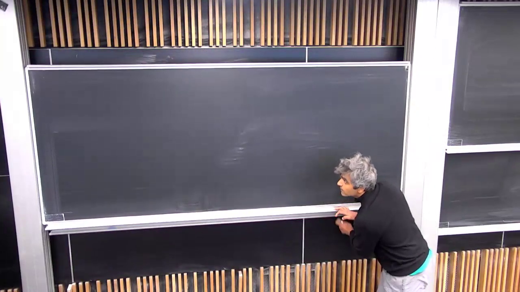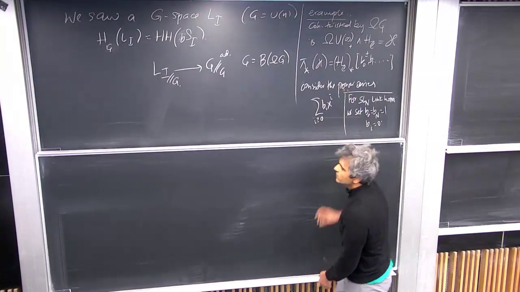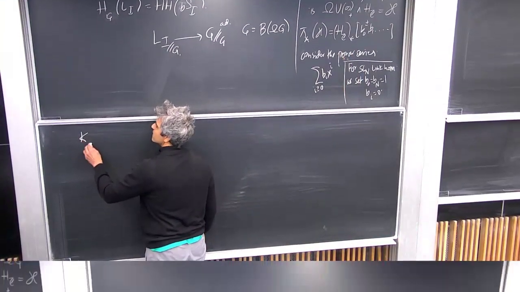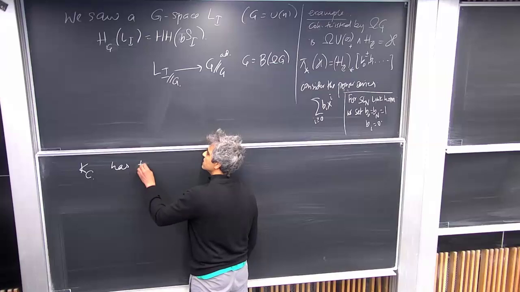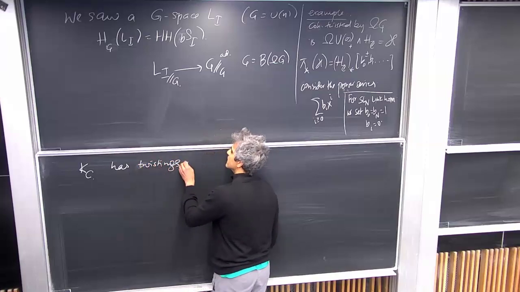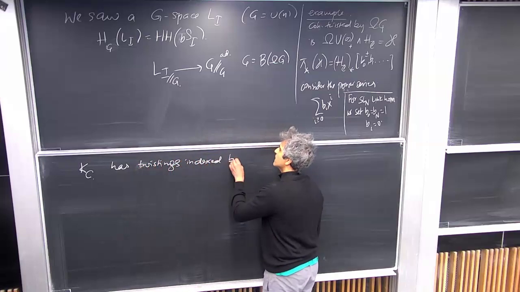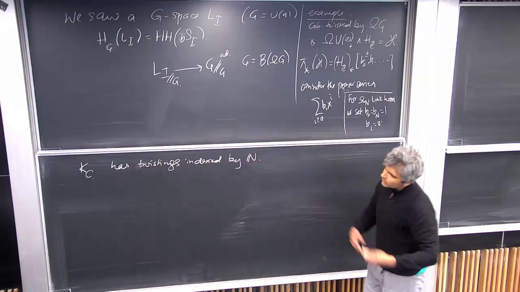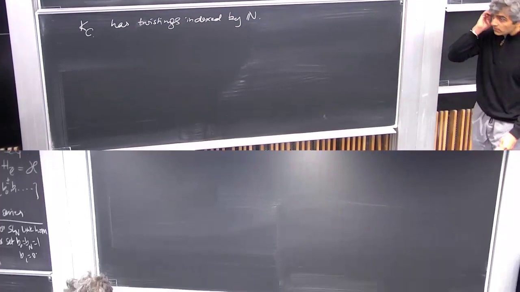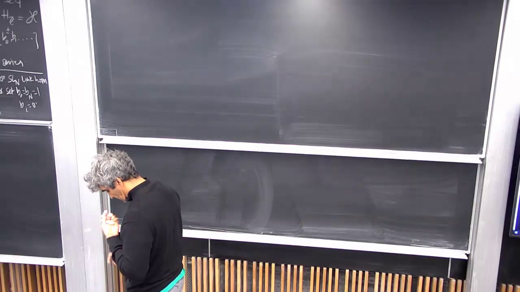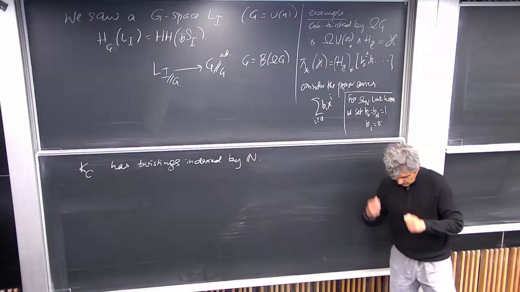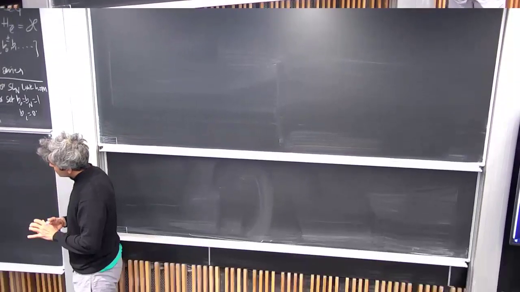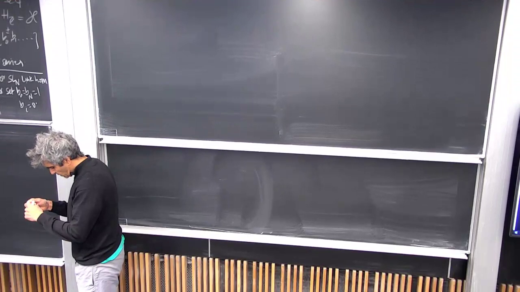So equivariant K-theory has twistings indexed by the natural numbers. There's one twisting for every natural number, and I'm assuming G is, maybe I should have taken it to be semi-simple. But let's not worry about the fact that G is not semi-simple, has one extra circle in there. Essentially, the twistings are indexed by the natural numbers.